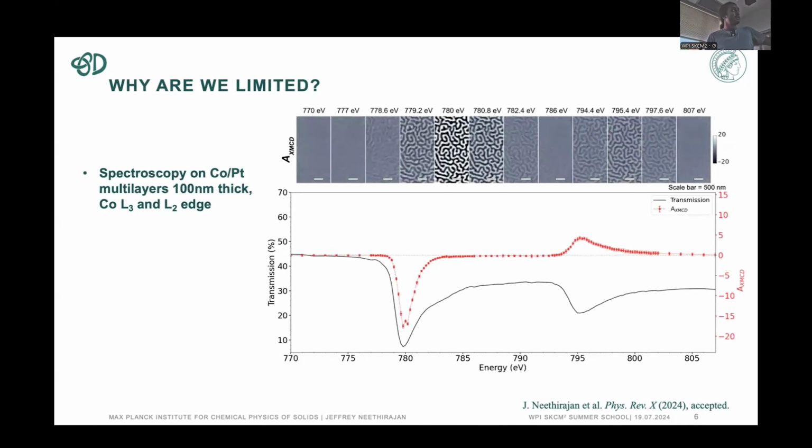So we do a spectroscopic experiment where we vary the energy and measure XMCD images. On the top, you see the XMCD images of the sample, and on the bottom here, the black curve represents the transmission through the sample, and the red curve plots the XMCD signal you observe. This red curve is extracted from the domains that you see on the top. Immediately what you see is that away from this dip, which we typically call resonance, you see almost no domains. And then on resonance, you see a strong magnetic contrast. So this means that XMCD is a resonant technique.